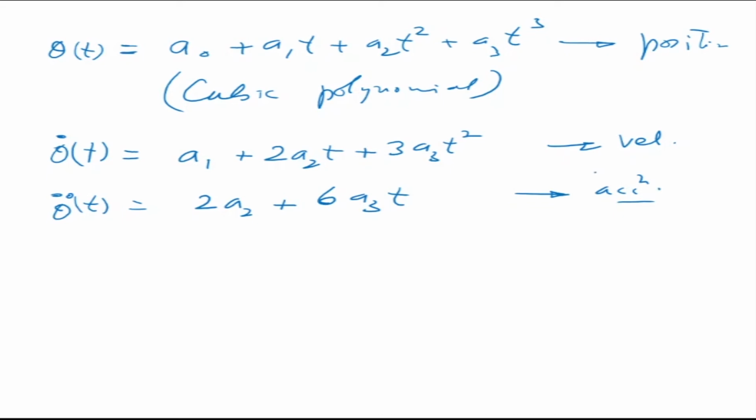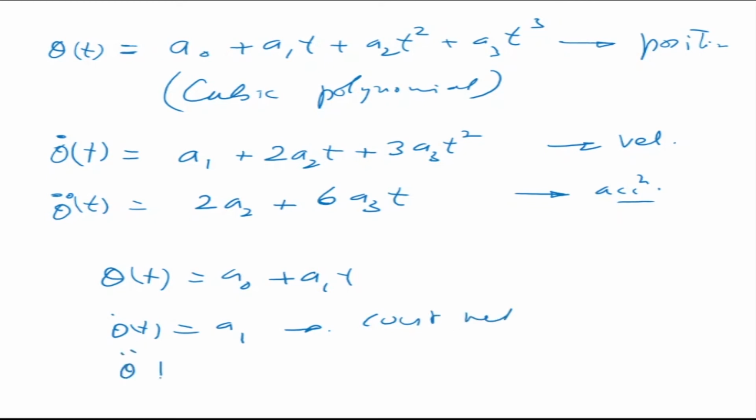Now suppose I had used only theta of t equal to a naught plus a1 t. If I differentiate it, it becomes a1, which is a constant. So this is constant velocity, and theta double dot of t becomes equal to 0. So acceleration is 0.